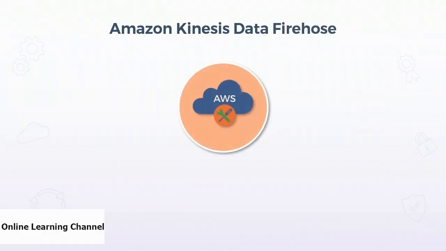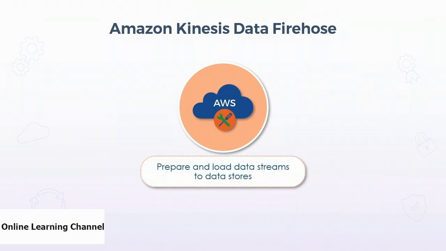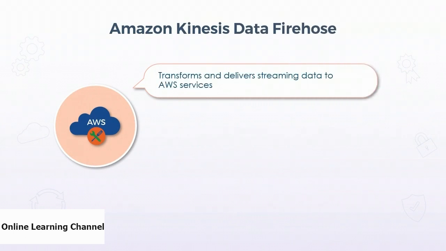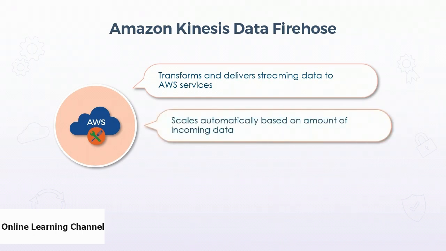In this video, we will learn what is Data Firehose and how it functions with Amazon Kinesis. Amazon Kinesis Data Firehose is a capability that enables users to prepare and load real-time data streams to target data stores and other analytical services. It can transform and deliver streaming data to AWS services such as S3, Redshift, Elasticsearch, and other service providers such as MongoDB or Datadog. Firehose has the capability to scale automatically based on the amount of data that is flowing through and has capabilities to encrypt, transform, and compress the data streams to optimize storage.